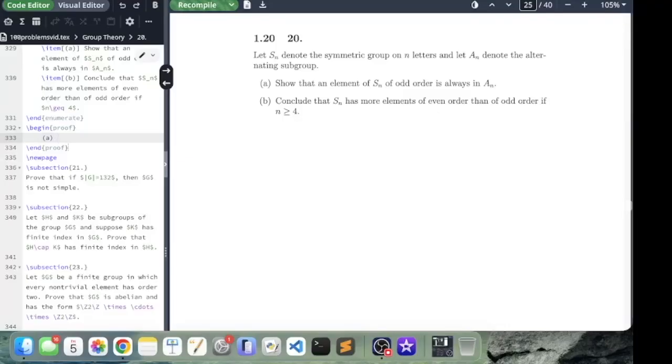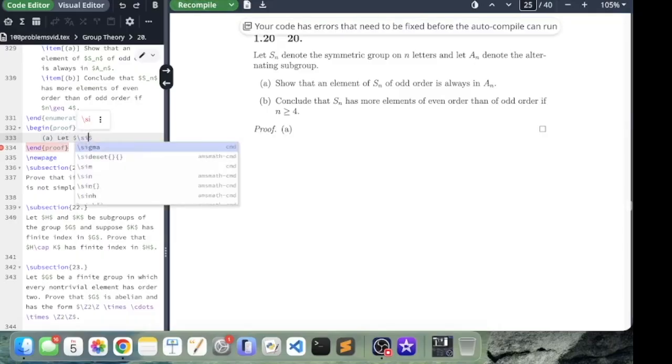Alright, problem number 20 in group theory. Let Sn denote the symmetric group on n letters and An denote the alternating subgroup. Show that an element of Sn of odd order is always in An for part A. Okay, this is a fun problem.